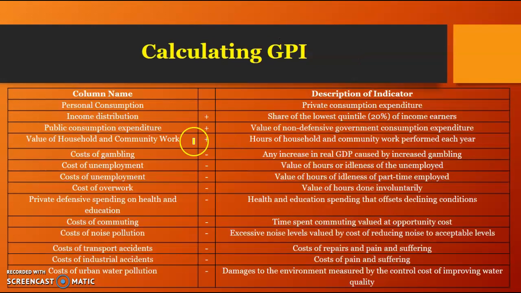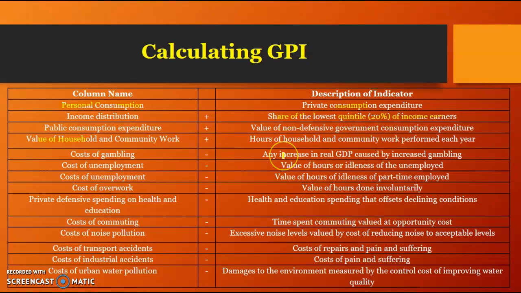So essentially this is what it looks like. It starts with a figure that's similar to GDP, our overall private consumption expenditure, which is basically the C in aggregate demand. And then it adds the share of the lowest quintile, 20% of income earners. What it's saying is that we want to have a more even distribution of income, so it adds whatever share of consumption is consumed by the bottom 20% of income earners. You don't need to memorize every single thing included in this, but it adds things like the value of household work and community work.